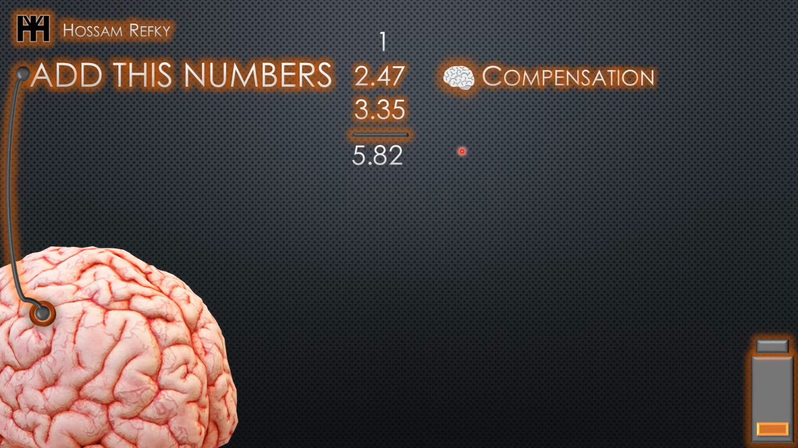Okay, there is another method here. It's called compensation. Let's say we have 2.47, the same number, and 3.35. We can add 0.03 to the 2.47 to make it 2.50 to make this addition easier. So now we have 5 plus 0, then 5 plus 3, it will be 8, then 2 plus 3, it's 5.85. But no, not yet. The answer is not yet complete. We need to subtract the 0.03 we added in the first place to make it 2.5. So the final answer will be 5.82.